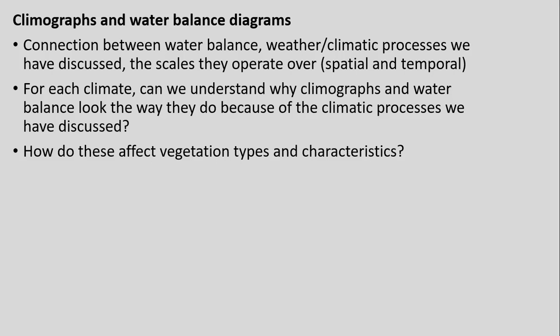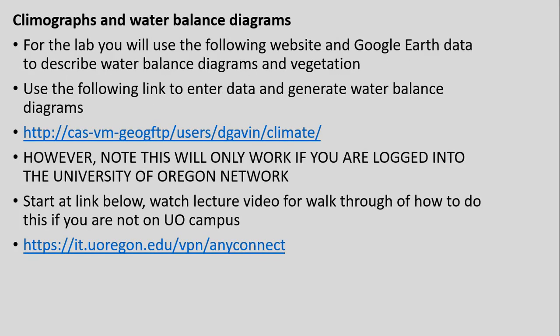So things like incoming solar radiation, high and low pressure cells, humidity, a lot of those different climatic variables, all those things that we've discussed in earlier lectures, build us up to this point of being able to talk about this. And also, how does this affect the vegetation types and characteristics, as we'll look at with biomes.